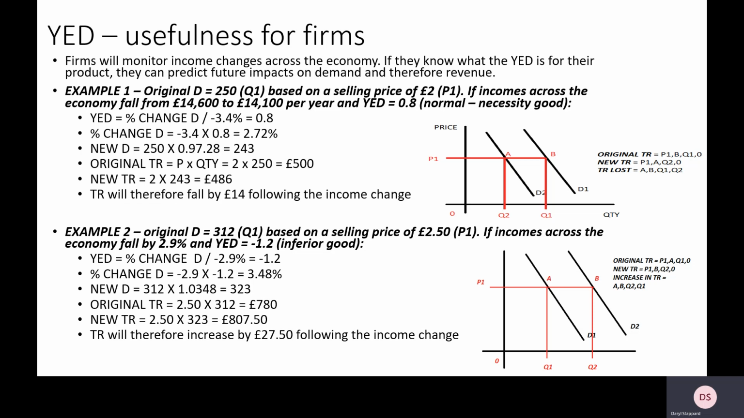The diagram at the bottom shows that if incomes are, bear with me, falling, then demand will move outwards, where they can work out exactly how that would affect their revenue. So it gives businesses that ability to predict and plan for the future.